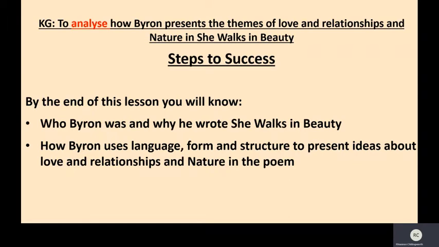So today we're going to be analysing how Byron presents the themes of love and relationships and nature in She Walks in Beauty. So as usual, we're going to look at the context. Who was Byron? Why did he write She Walks in Beauty? How Byron uses language, form and structure to present ideas about love and relationships and nature in the poem.